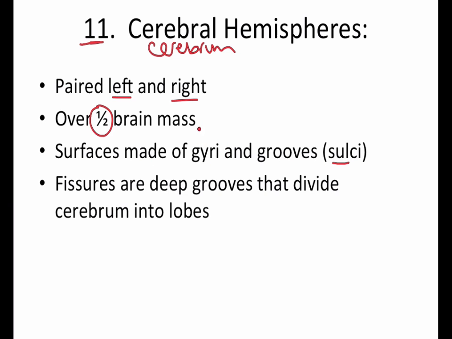The gyri are the outer parts that kind of look like this. They kind of look like hills, and the sulci are the grooves. The sulci are kind of the cavities in between each of those. Then we have fissures. Fissures are the really deep grooves that divide the cerebrum into different lobes.